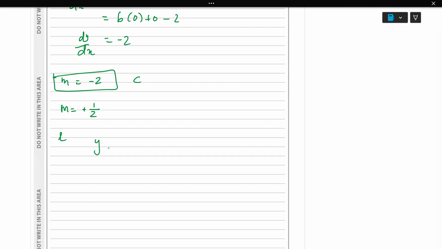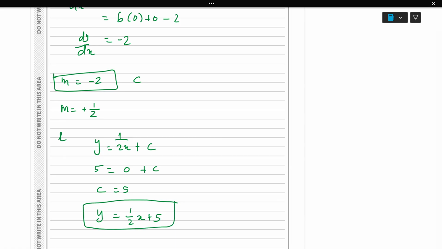So now the line is y equal to 2x plus c. Now we have the coordinate (0, 5). Plug in: 5 equal to 0 plus c, so c equal to 5. So y equal to 1 by 2x plus 5. This is the equation of the line.